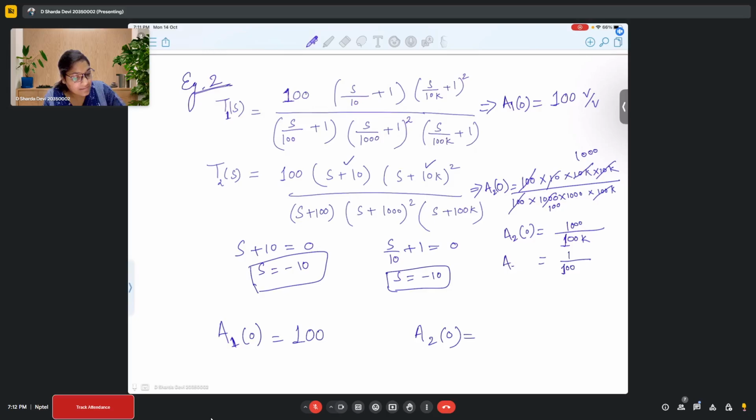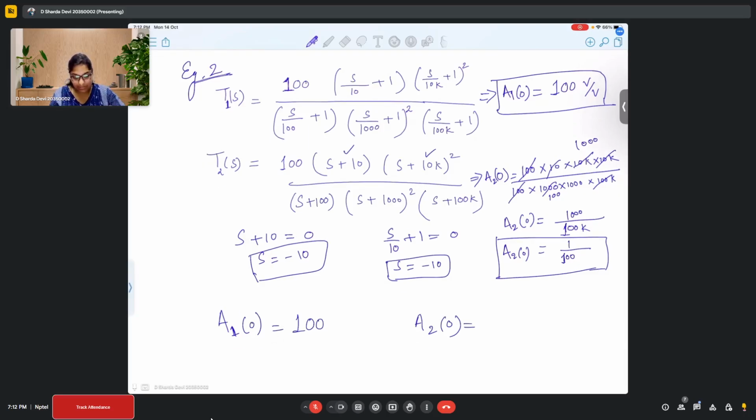So 1 by 100 is the gain that you obtain from T2, right? Yes. Now from here, in the beginning, you could say that my poles are at the same position, my zeros are at the same position. But when you have to start your Bode plot, where would you start the Bode plot?